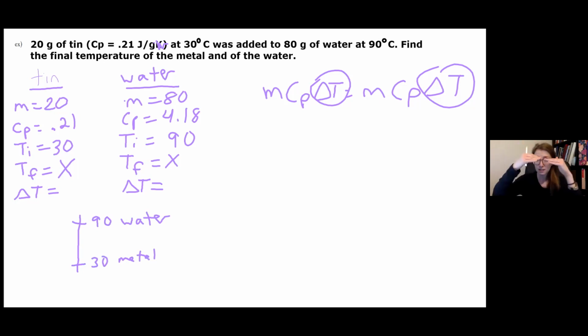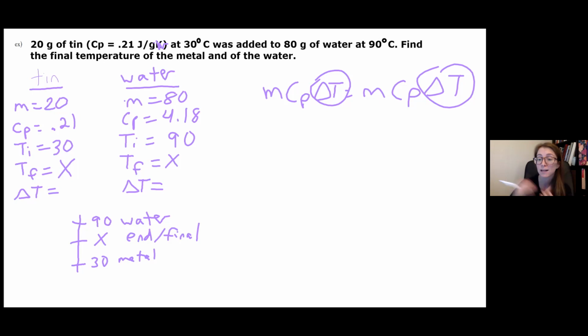And where are they going to meet? Somewhere in the middle. We don't know if it's closer to the 90 or closer to the 30 because it depends on the specific heat of each substance and the mass of each substance. So you can't just average the two. That will very rarely, dare I say, never work. But somewhere in between the 90 and the 30 is where they both end, the final temperature for both. So if you put the big temperature and the small temperature, the X will always be in the middle. They are always meeting somewhere in the middle, even if it's not halfway.